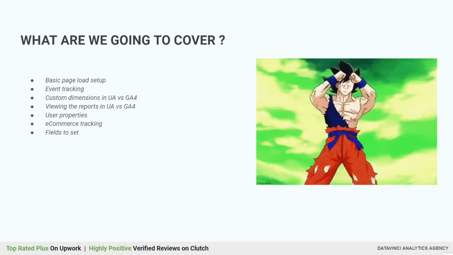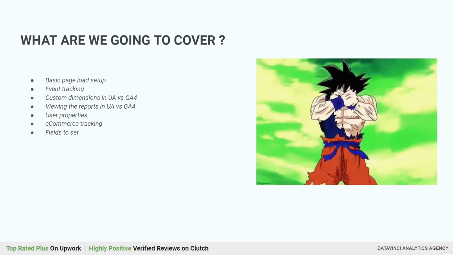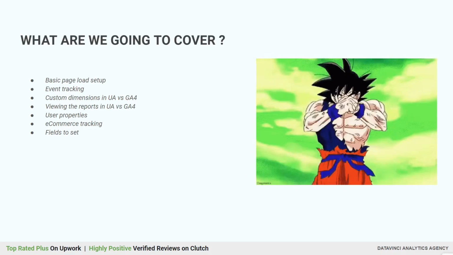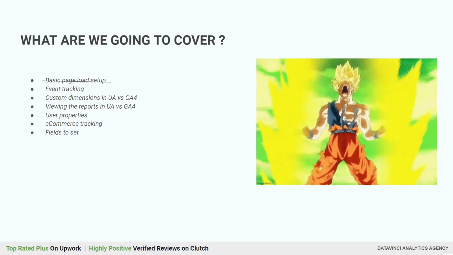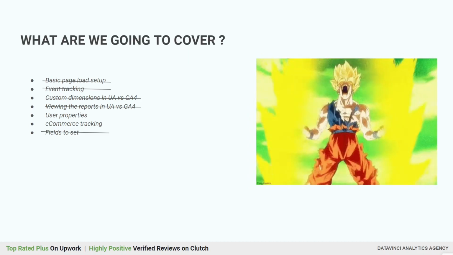All right, so I tried my best to ensure that we stick to the point, but still, by the time I finish editing the video, it will be at least an hour, right? But we have covered a lot of things, and this should help you understand the nuances of GA4 in terms of implementation compared to Universal Analytics. So just a recap of what we have covered so far in this video. We looked at the differences between UA and GA4 when it comes to basic page load setup. We also looked at fields to set. We looked at event tracking, custom dimensions, how to view the reports, and we looked at user properties. We looked at e-commerce tracking.